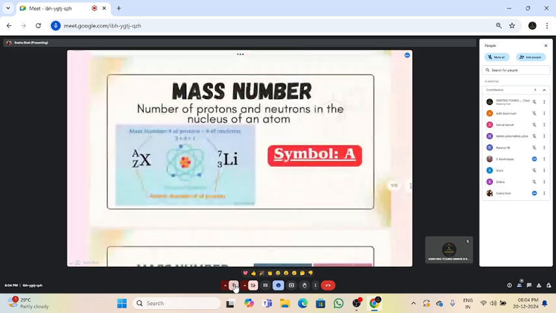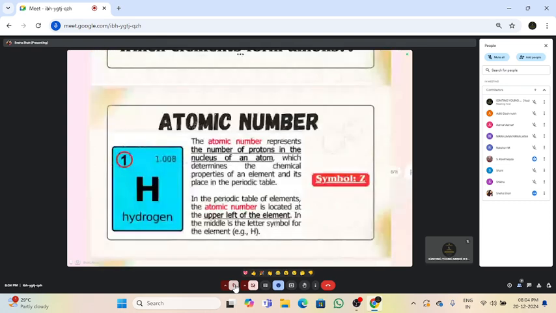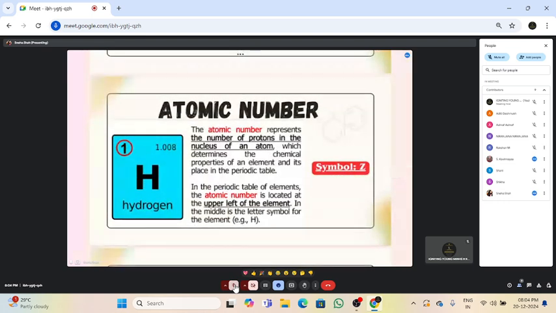And 1.008 is the mass of the hydrogen. That is the atomic mass of hydrogen. We will come to that once we are done with mass number. We will understand the difference between atomic mass and mass number.